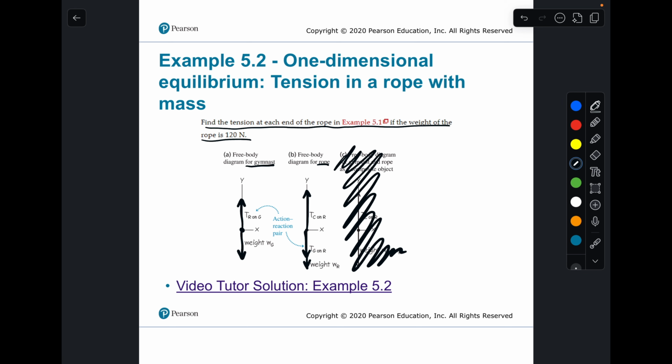So now let's apply Newton's laws to part A. So let's do Newton's first law.